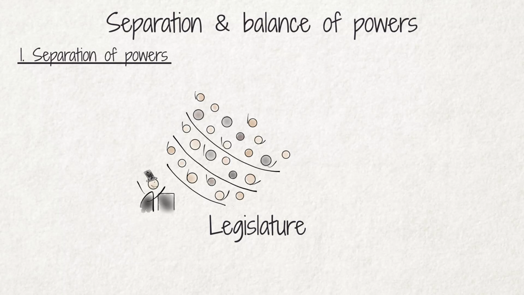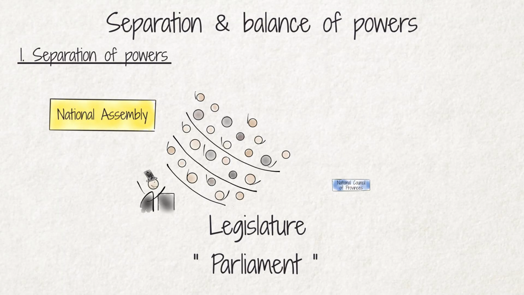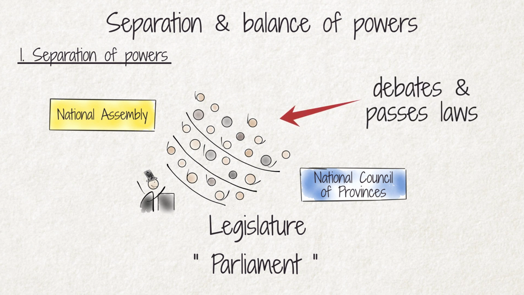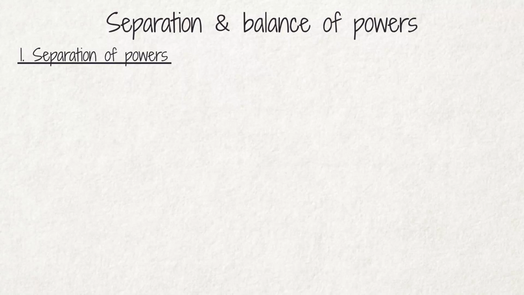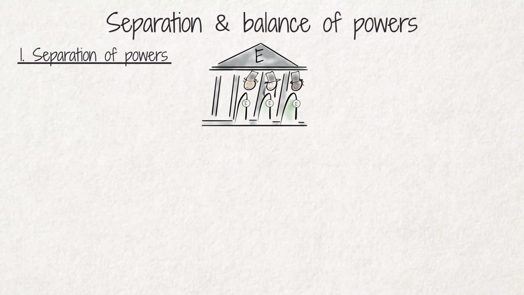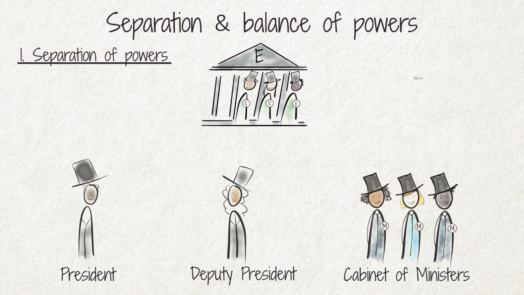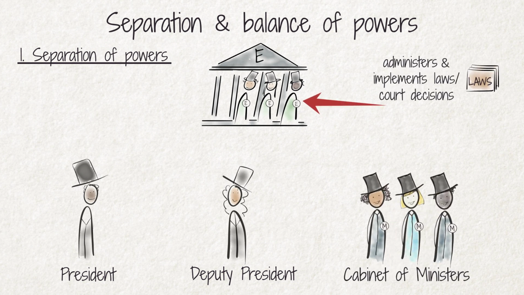The legislature is also known as Parliament and consists of the National Assembly and the National Council of Provinces. It is where laws are debated and passed. The second branch of government, the executive, consists of the President, the Deputy President, and the Cabinet of Ministers. It administers and implements the laws of the legislature and the court decisions of the judiciary. The word government often refers to the executive alone, as it governs the country and takes care of the day-to-day running of the state.